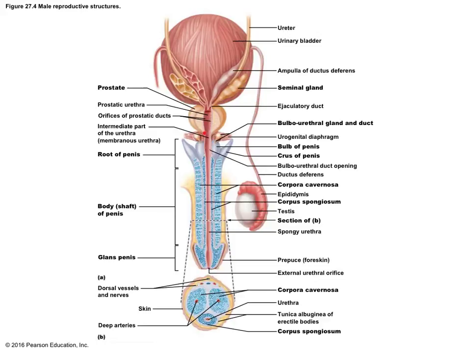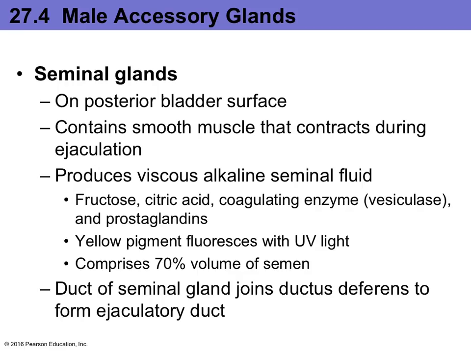And then from the prostatic urethra, you have the intermediate part of the urethra, and then it travels into the shaft of the penis, and it's going to be known as the spongy urethra at this point. So prostatic, intermediate part, spongy urethra. And this view also shows the seminal glands, which is where most of the seminal fluid is going to be produced, in the seminal glands, which are on the back of the bladder.